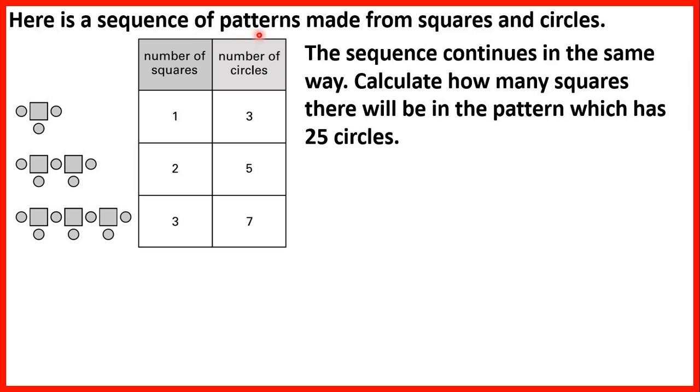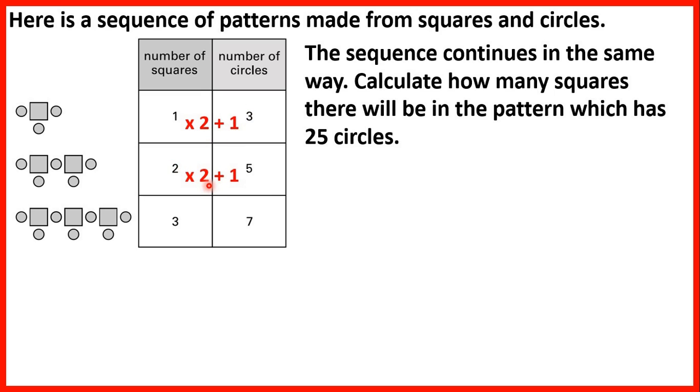Here is a sequence of patterns made from squares and circles. The sequence continues in the same way. Calculate how many squares there will be in the pattern which has 25 circles. So if we look at the number of circles, we can see that we have 2 more each time. So that means to find the number of circles from the number of squares, we must multiply by 2 and then add 1. Because 1 times 2 is 2, but 3 is 1 more than that.